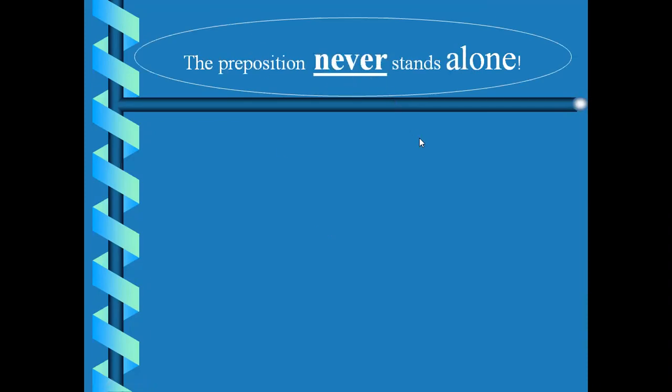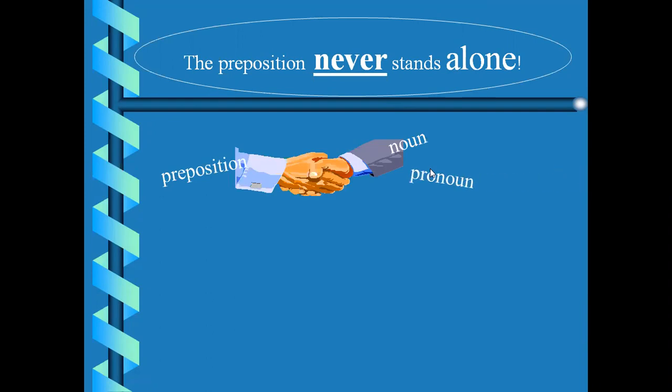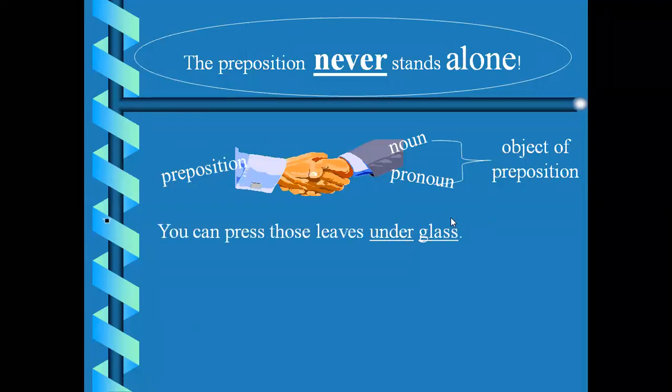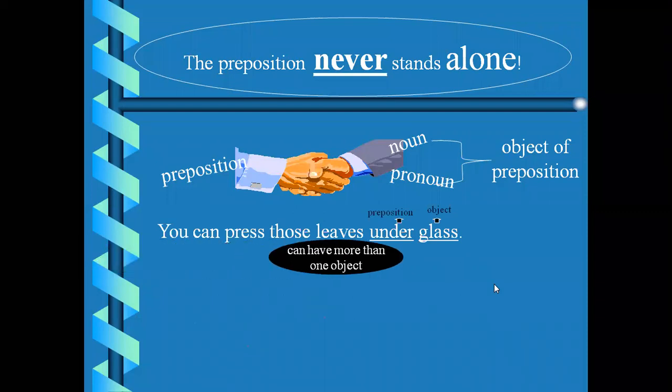The preposition never stands alone. After the preposition comes a noun or a pronoun, as I said, and the preposition plus the noun or the preposition plus the pronoun is called a prepositional phrase. The noun which comes after the preposition and the pronoun which comes after the preposition is an object of the preposition. You can press those leaves under glass. The word under is a preposition, and the word glass is an object, and under glass is a prepositional phrase.